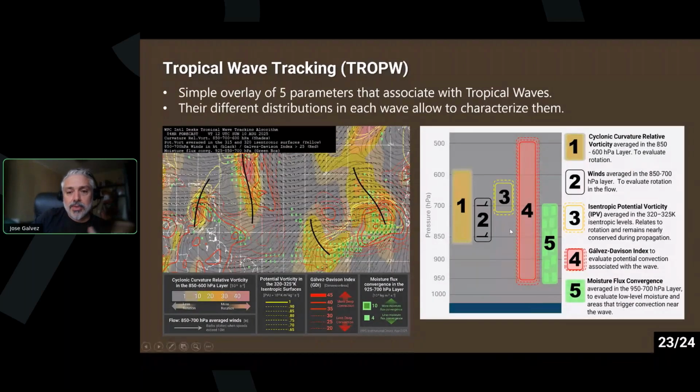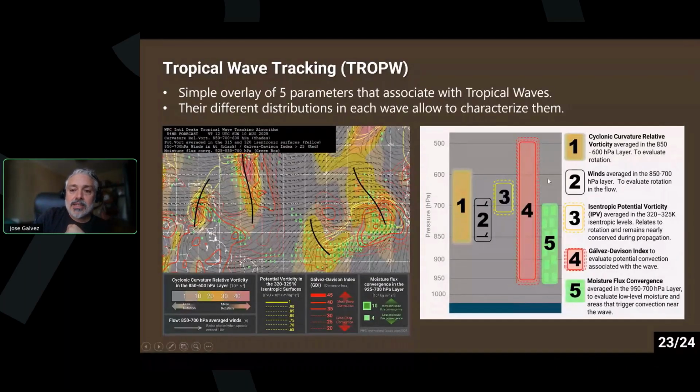Then we also overlaid the winds of 700 and 850 averaged, which is a layer where you can generally see the rotation associated with the waves pretty well. Then we added this. This was thanks to NHC as well. Number 1 and number 3 are thanks to the feedback from NHC. We added isentropic potential vorticity in this layer, the 320 to 325 Kelvin layer. I'm not going to go into details on this, but basically this helps us to track the waves because it's a conservative quantity and it relates to rotation in the mid-troposphere. So we added these yellow contours as well.